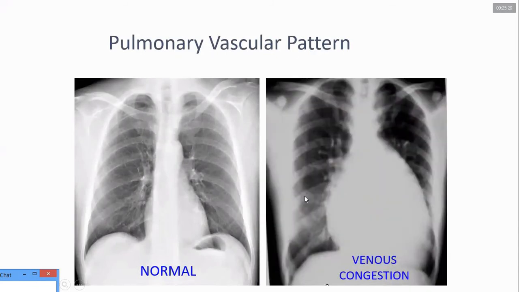Now, venous congestion. In comparison to the normal vascular pattern, we can see there is an increase in vascular prominence and interlobular thickening. There is septal thickening. We can see linear opacities emerging from the hilum, and there is interseptal thickening. This is due to venous congestion.